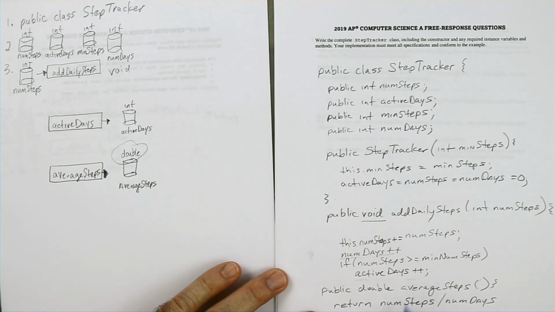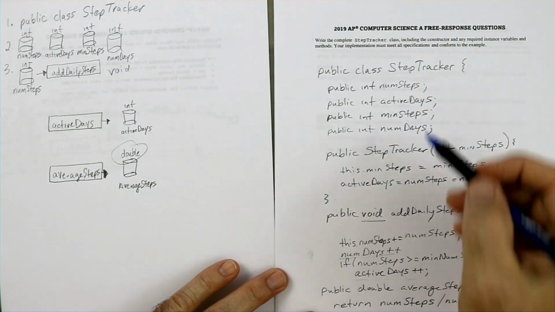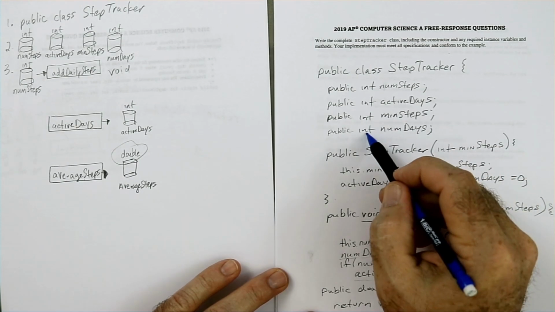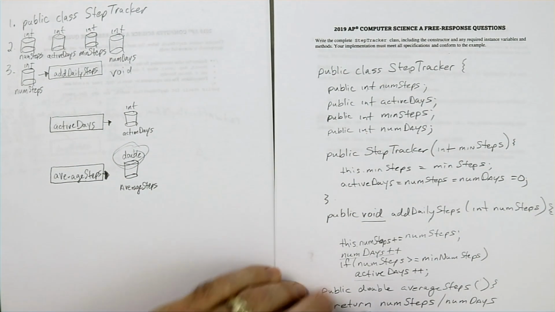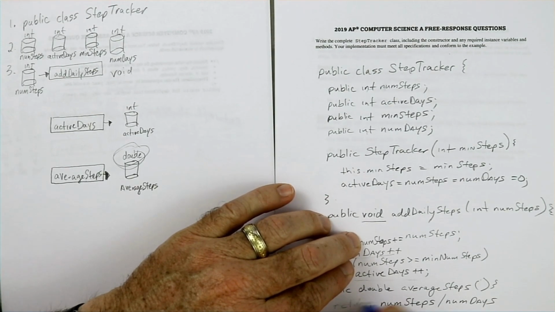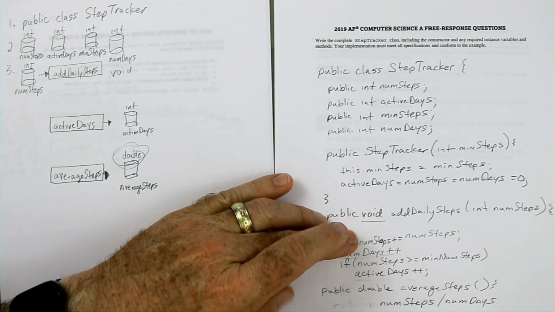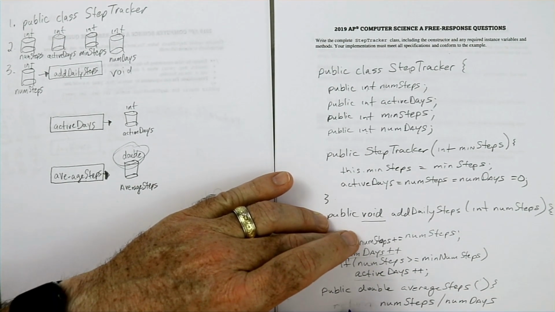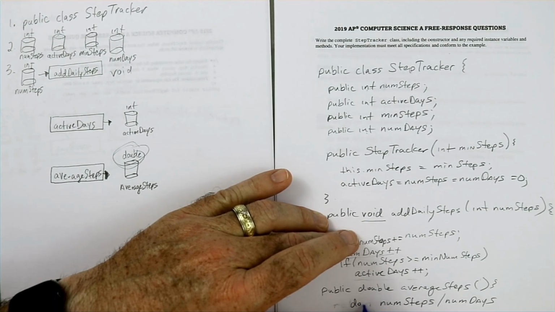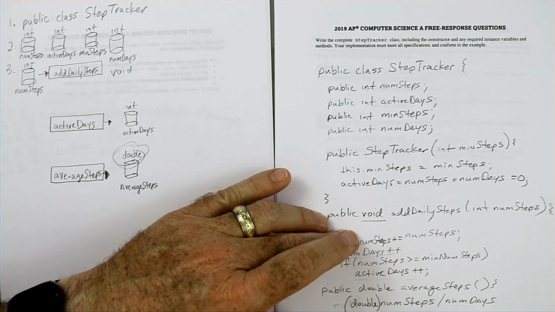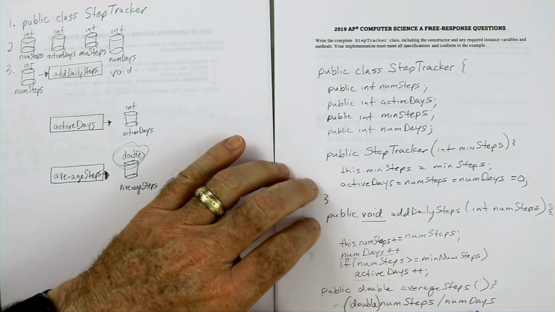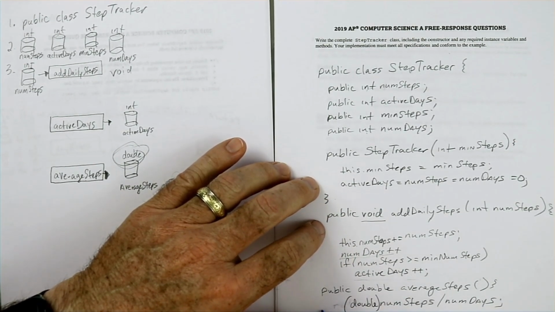But if you look, the num steps and the num days are integers, and it says it returns a double. So we've got to cast one of these as a double, so it returns a double. So I'm going to type a double here. Okay, that means return num steps divided by a double. So once you divide by a double, it will return a double. So now I could return.